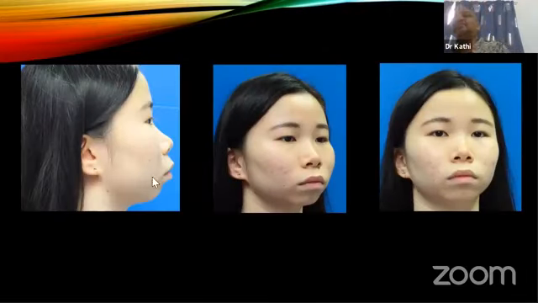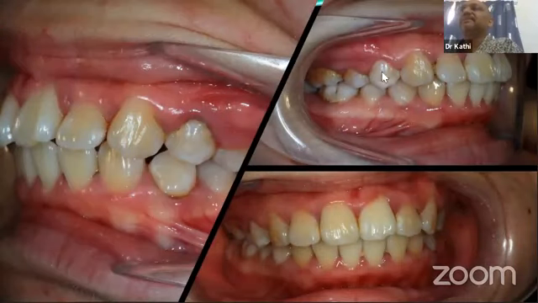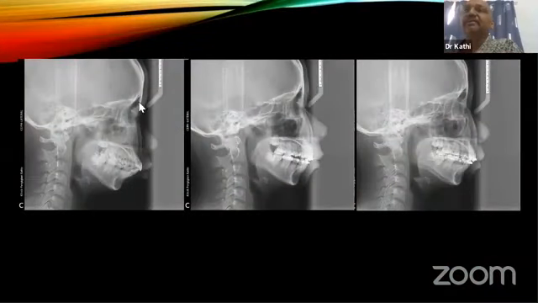Okay. Another case, she also has a class 2 skeletal pattern. You can see the retrusive chin here with protrusive lips. Okay, these are the intraoral pictures. In this case, if you see, at this stage the incisors are already retroclined so much that they are tipped lingually.